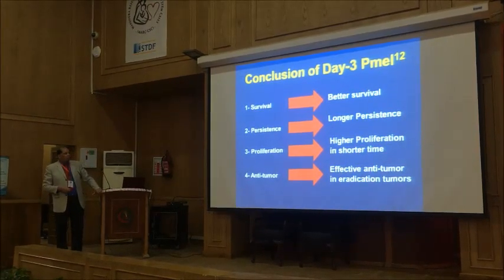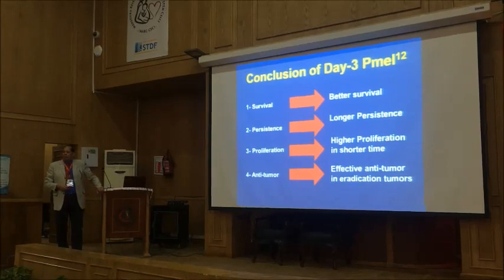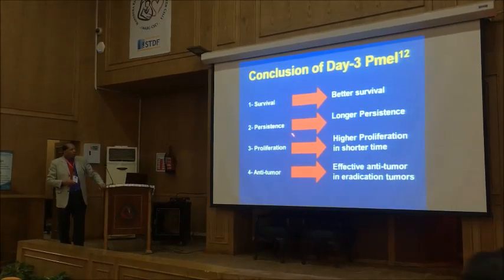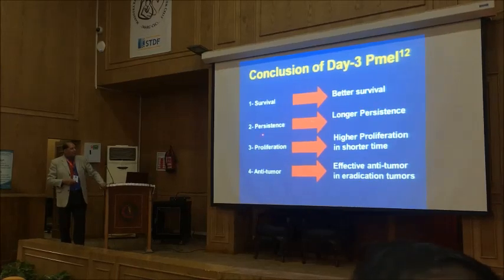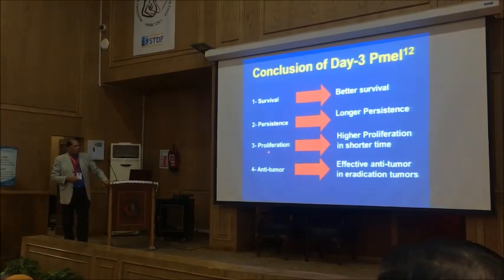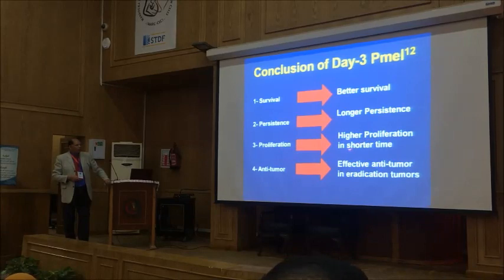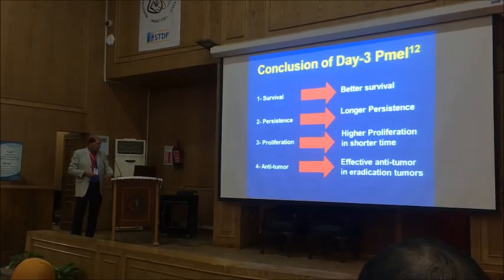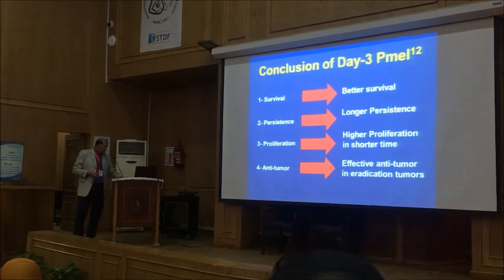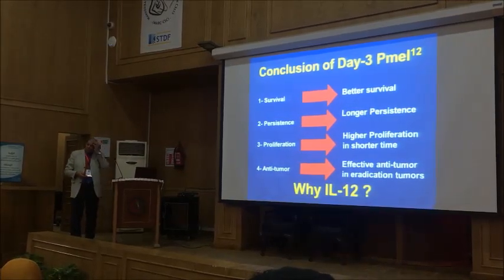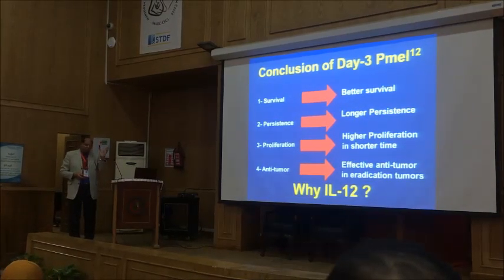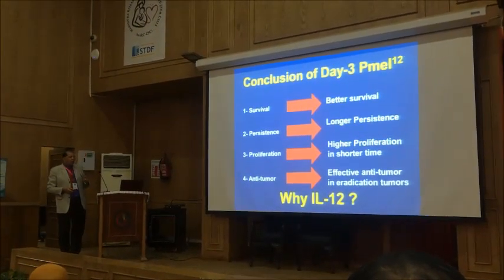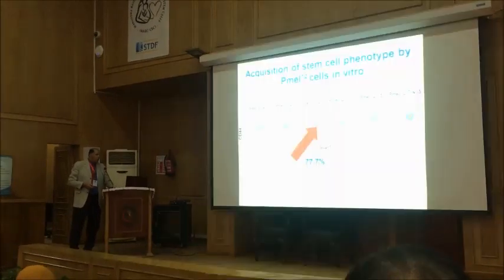So this is the conclusion of day 3, B-mel IL-12, which we conditioned with IL-12. One is survival, better survival, longer persistence, higher proliferation in a shorter time, just 3 days, and anti-tumor efficacy against solid or metastatic tumor. So why IL-12? Why do such 3 or 4 parameters occur nicely with IL-12, better than other cytokines?